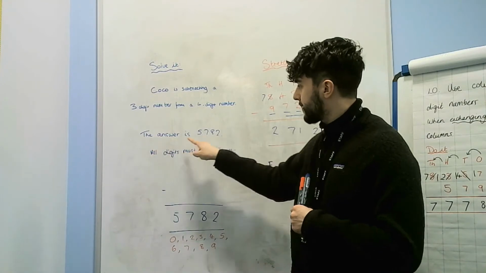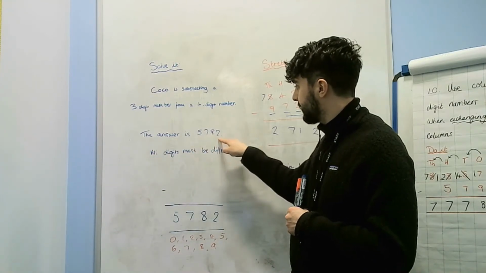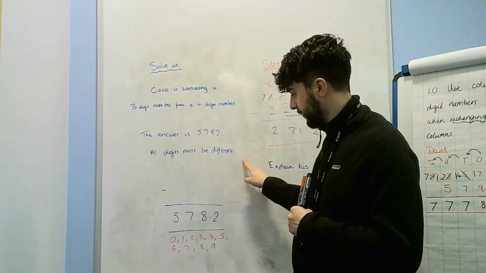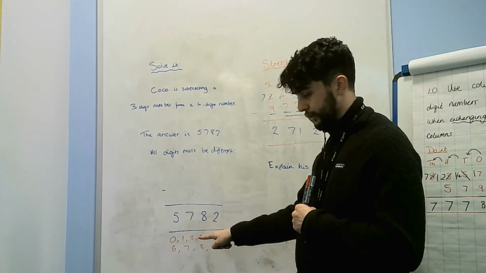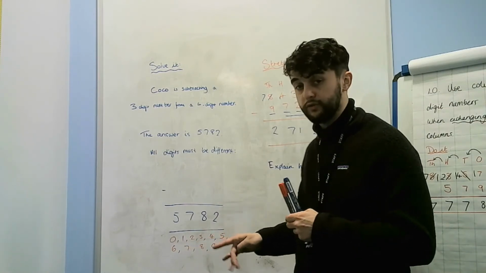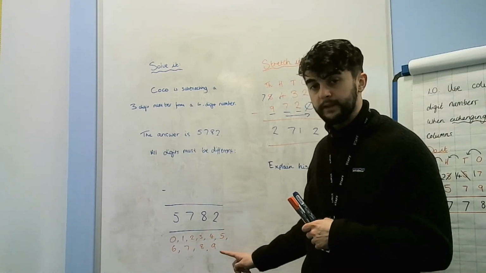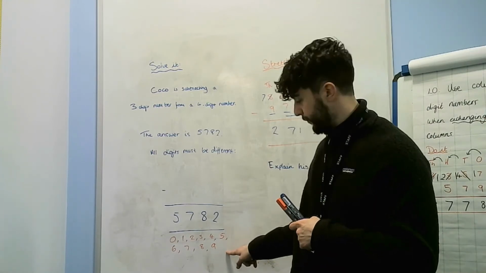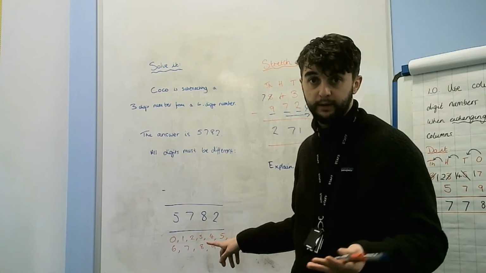Coco is subtracting a 3-digit number from a 4-digit number. The answer is 5,782. But in the number sentence, all the digits must be different, okay? 0, 1, 2, 3, 4, 5, 6, 7, 8 and 9. So remember, those are your digits. Those are the only digits you can use when you answer this question, okay?